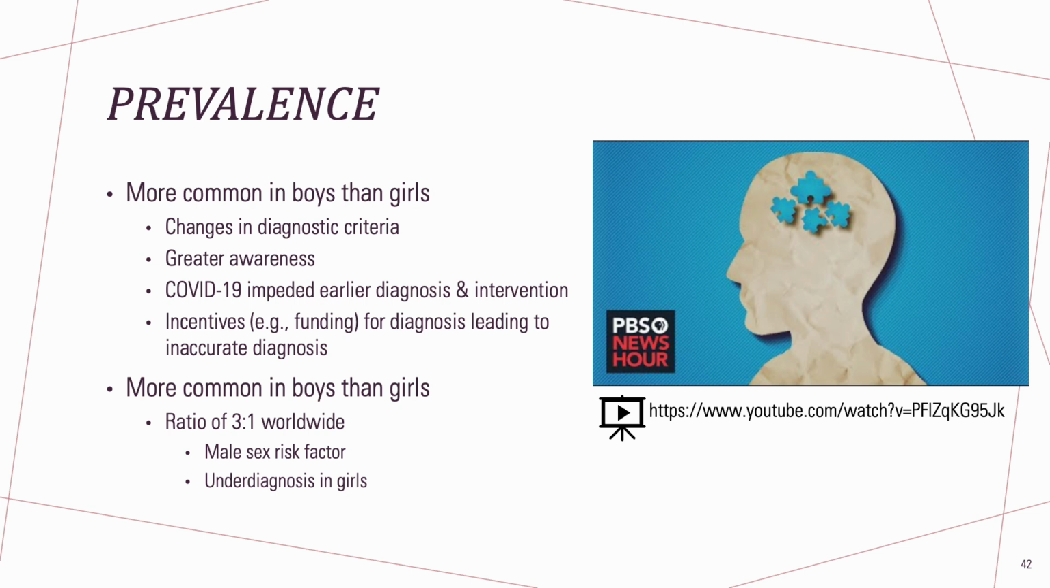Also, COVID-19 impeded earlier diagnosis and intervention when we had the lockdown orders. So that might be a reason why we're seeing higher rates of diagnosis post-COVID. And then there are also things like incentives for diagnosis, which lead to inaccurate diagnosis. So those are some reasons that might be responsible for the higher prevalence rates. But nonetheless, we do see that it's more common in boys than girls, and we see a ratio of generally 3-to-1 worldwide. So boys are being diagnosed at about 3 times the rate of girls.